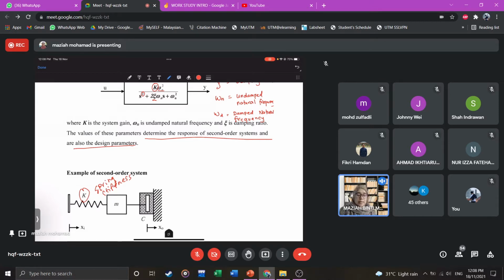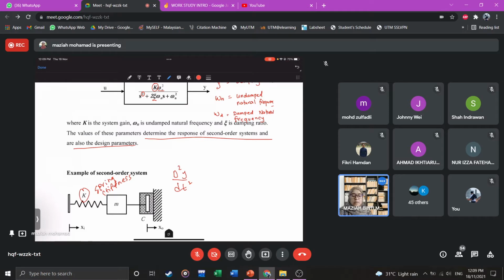So an example of a second order system is, of course, any system that has a second differentiation term, d square y per dt square. If the highest order of the differentiation term is d square, meaning that system will become a second order system.